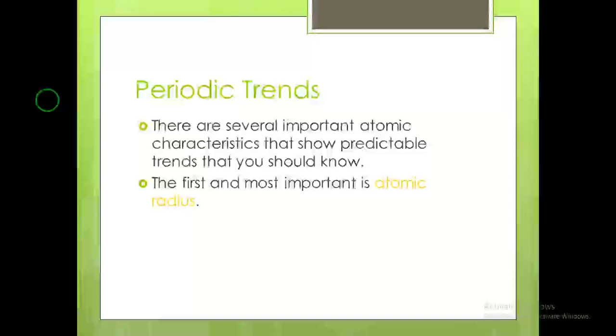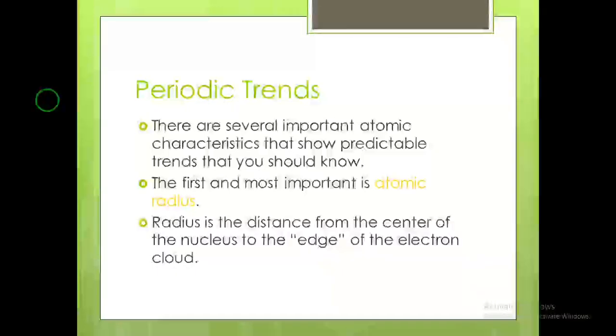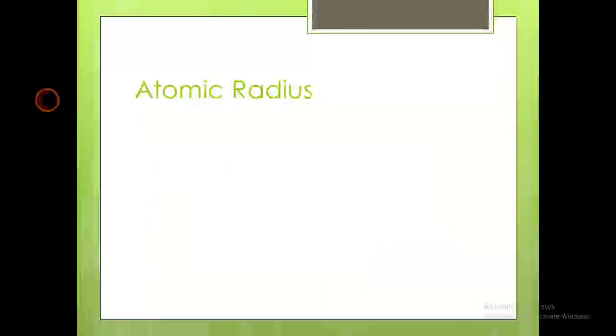Now one of these trends is the atomic radius. What is the radius? Half of the diameter of a circle, right? Now what is the atomic radius? That's the distance between the nucleus and the edge of the electron cloud. The distance between what? The nucleus and the what? Edge of the electron cloud.